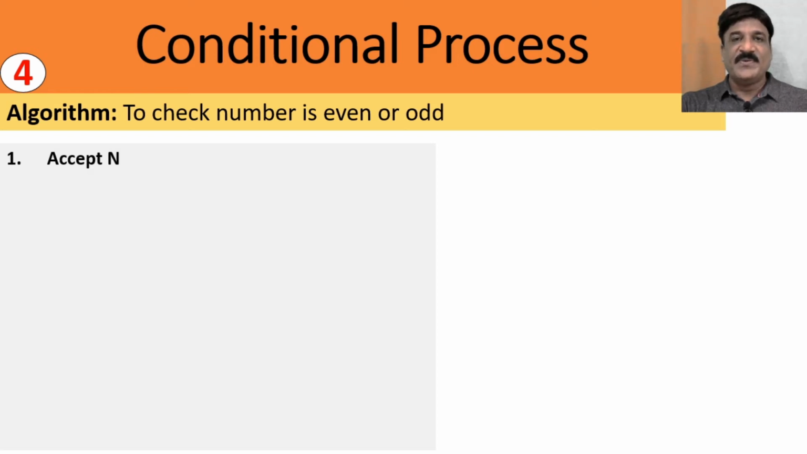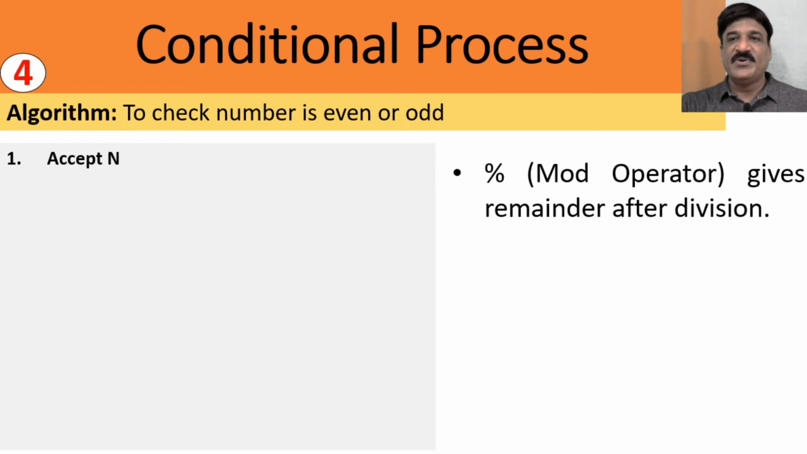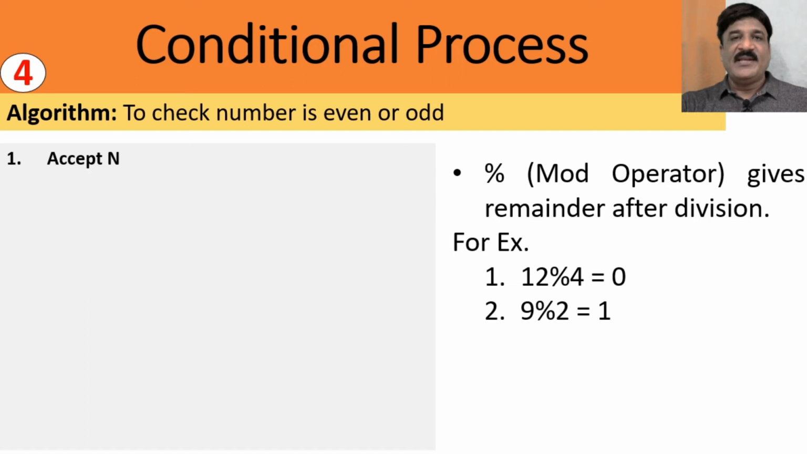Now, in order to perform this operation, we need a special operator called the modulus operator, or mod operator. It gives what? A remainder after division. It means 12 mod 4: on dividing 12 by 4, the remainder is what? 0. 9 mod 2, remainder is what? 1. Then 8 mod 3, remainder is what? 2. It means when you are dividing 8 by 3, you will get a remainder of 2.